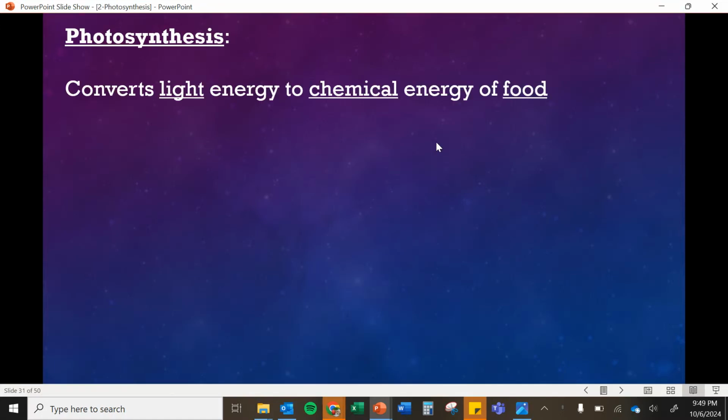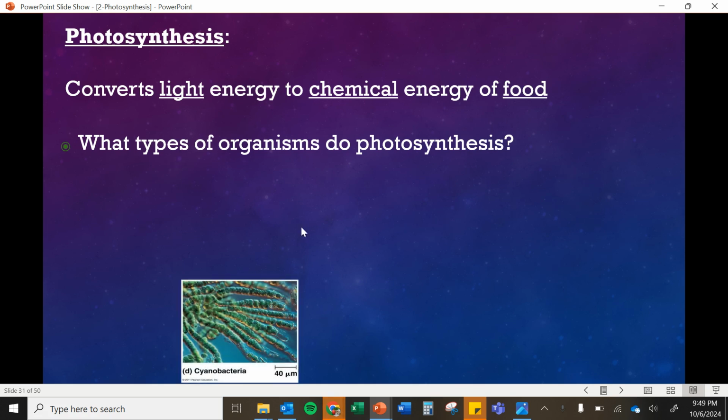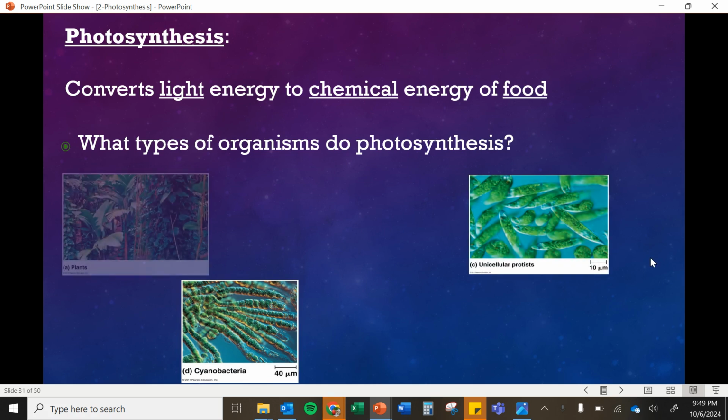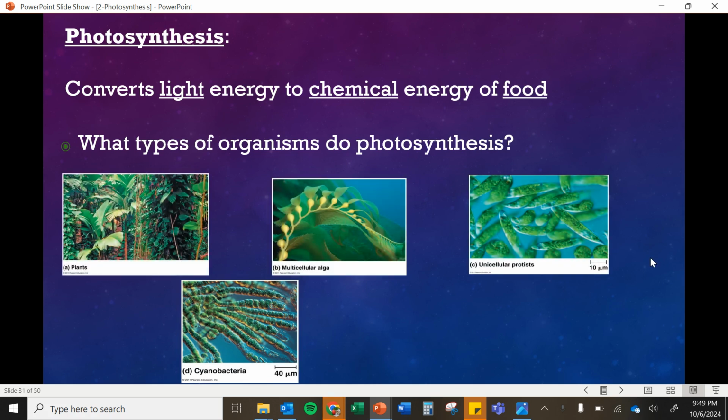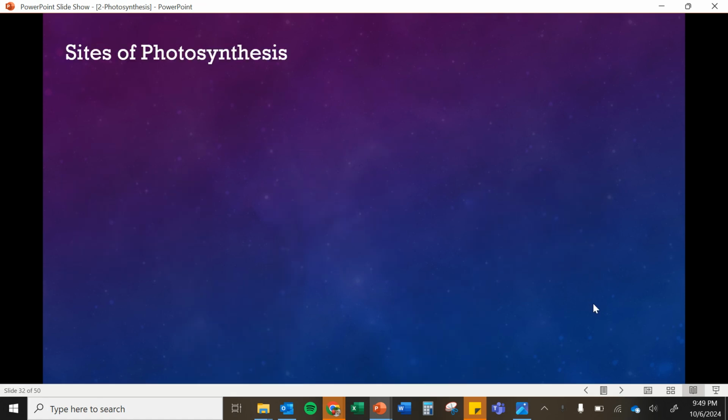Okay, so we're going to do an overview of photosynthesis. Photosynthesis is converting light energy into chemical energy, usually in the form of food. What type of organisms can do photosynthesis? Cyanobacteria is an example. Other protists, plants are the main ones that we're going to think of, algae, and some purple sulfur bacteria can also do photosynthesis.